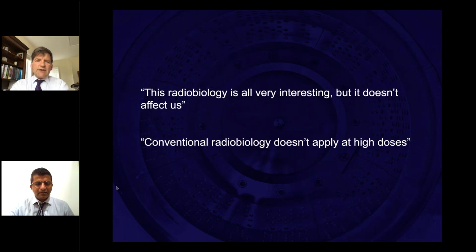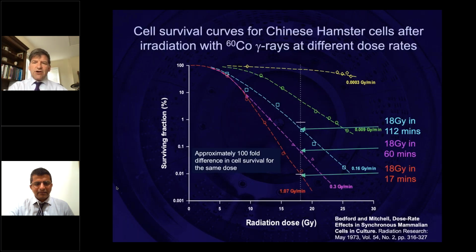Now, people will say, well, this radiobiology is all very interesting, but it doesn't affect us, and conventional radiobiology doesn't apply at high doses. And one of the reasons for that is that it's been very, very difficult to perform cell survival assays at high doses. But actually, if we look at this chart again and look at these dose rates, they are extremely relevant to the SRS community. Obviously, it depends on what device you're using, but treatments can take a long time, from maybe 10 minutes up to sometimes a couple of hours.